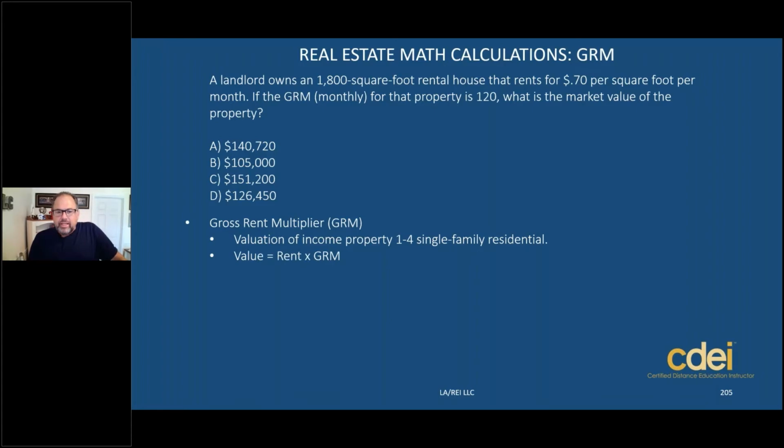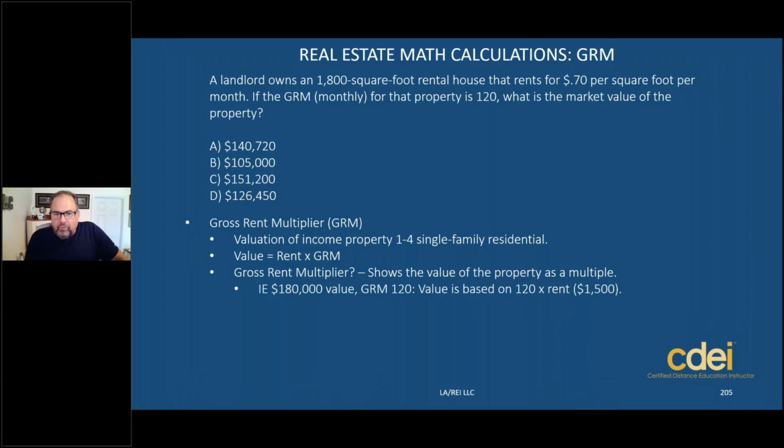Okay, now here's the basic formula. All it is: value equals rent times GRM. And let's talk about GRM in specific, okay? What is GRM? Well, it stands for gross rent multiplier. What does that really actually mean? Basically, it shows the value of the property as a multiple, okay?